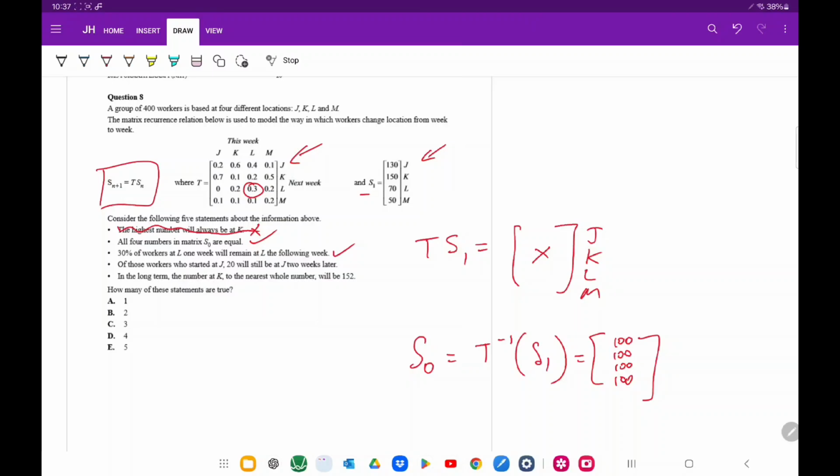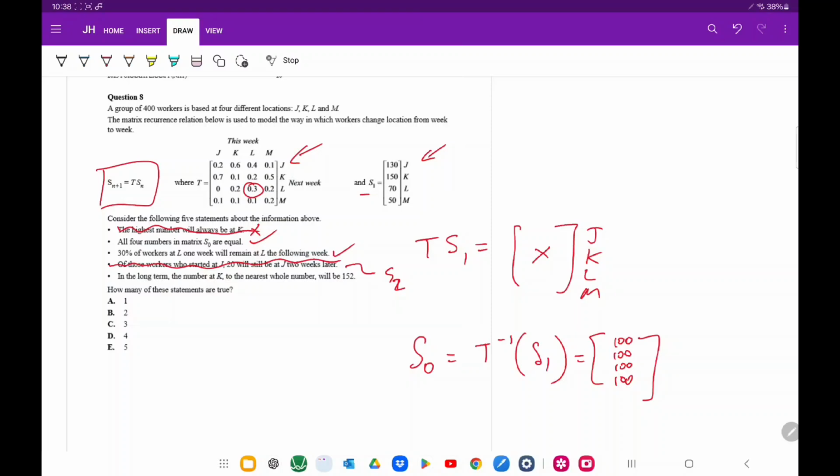Next statement says of the workers who started at J, 20 will still be at J 2 weeks later. Now, we don't really know that at this point. We could go through a couple of transitions. I'm guessing for this one we could go through to S2. In this case, this one's actually not true.